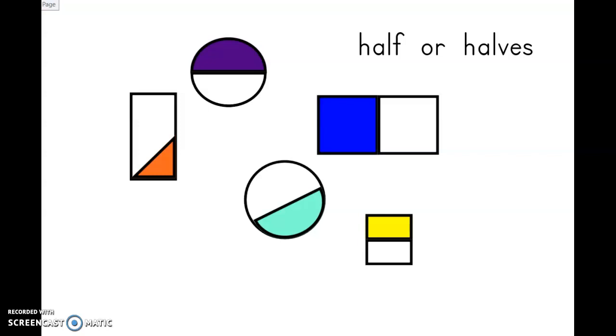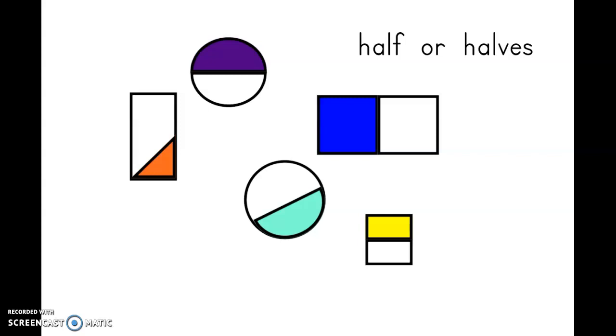Hi, first grade. Today we're going to continue talking about equal parts and fractions and how to describe equal parts of a whole. Yesterday we learned that when we looked at a shape and saw that one of the parts was shaded and there were four parts in the whole thing, we could say that was one out of four equal parts. Or if there were two parts in the whole thing and one of those two parts was shaded, we could say it would be one out of two equal parts.